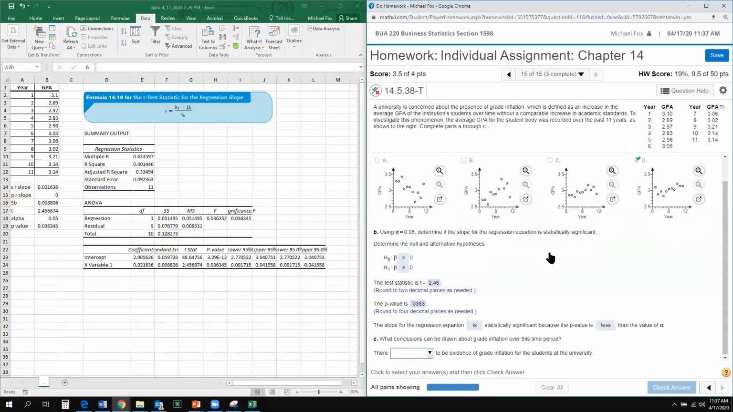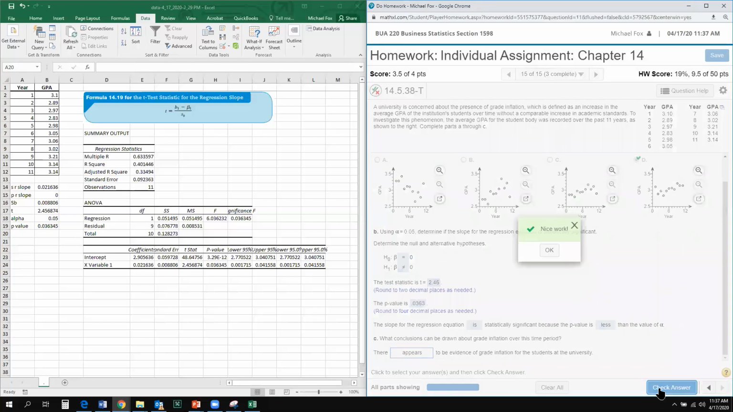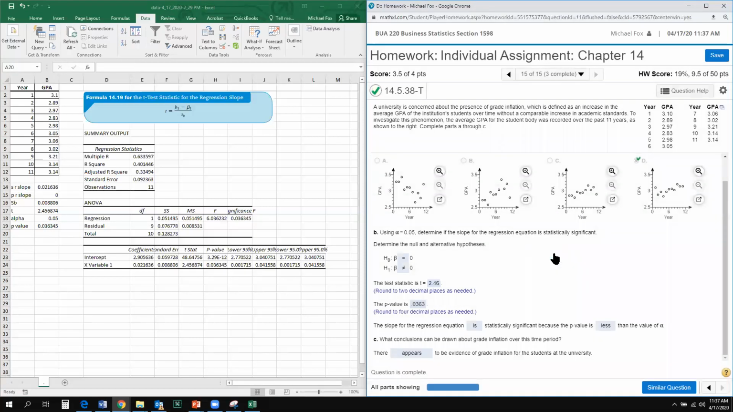And then what conclusion can be drawn about grade inflation? If this is statistically significant, what we're going to say is that there appears to be evidence of grade inflation at the university. And that is it, I think. Yeah, there's no more questions.